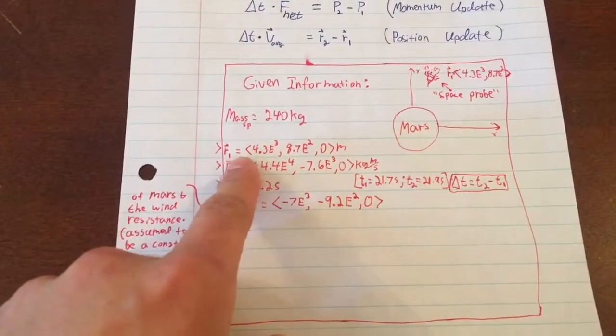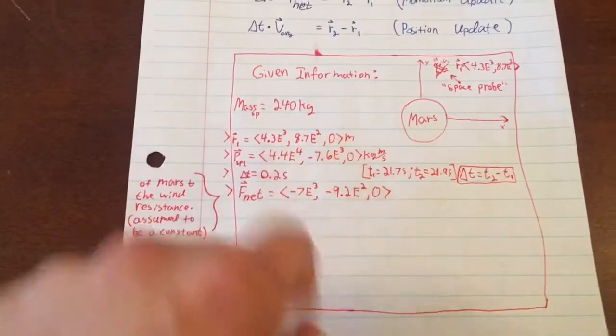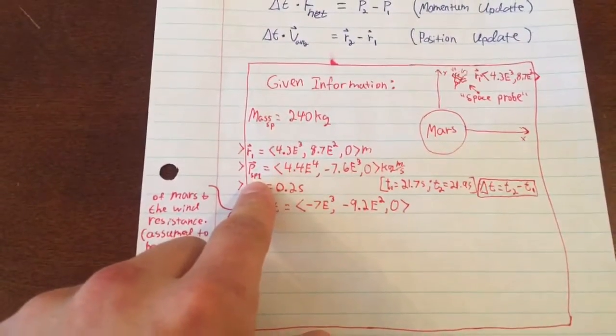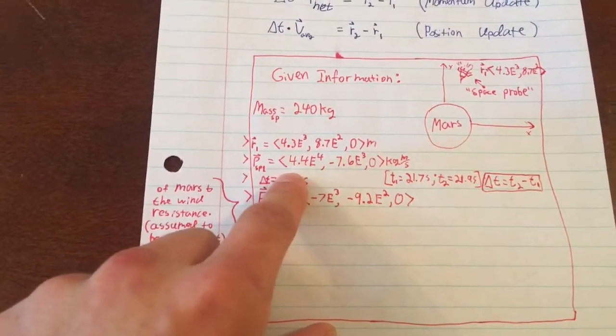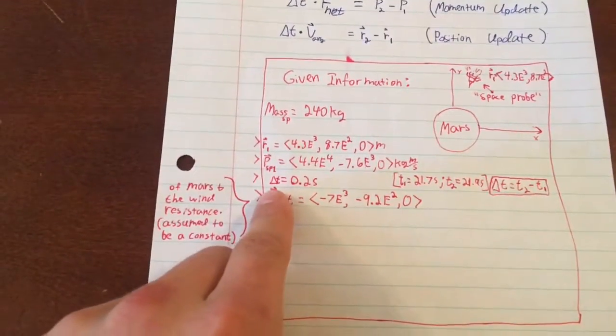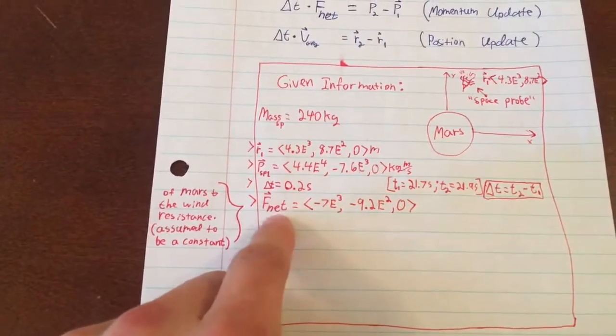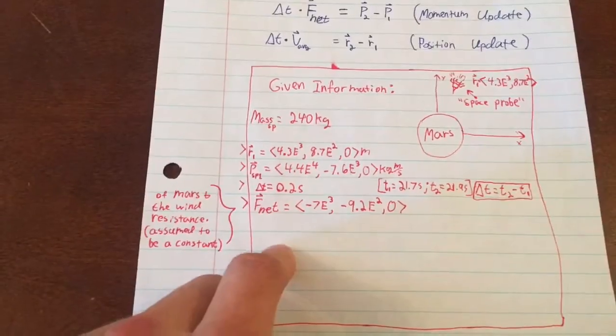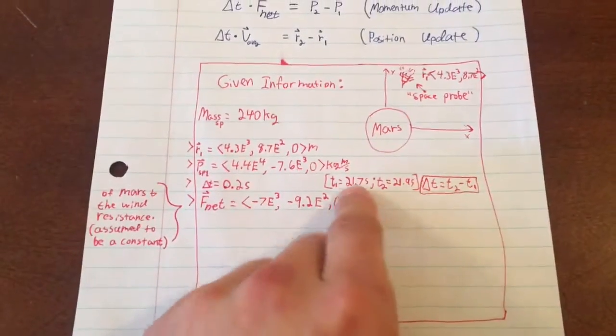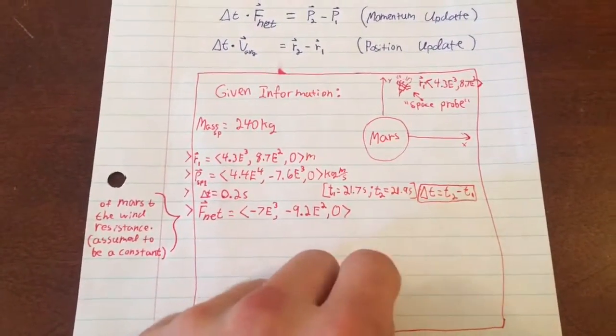We have the initial position of the spacecraft in the first time interval. We have the initial momentum in the first time interval. We have the time interval. And then we have the net force. Initially, we're given here the first time and the second time.